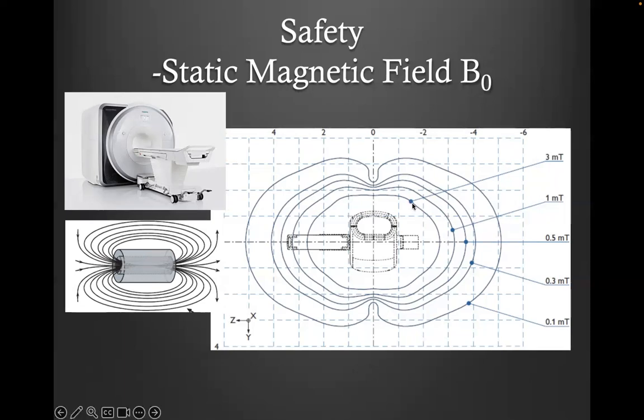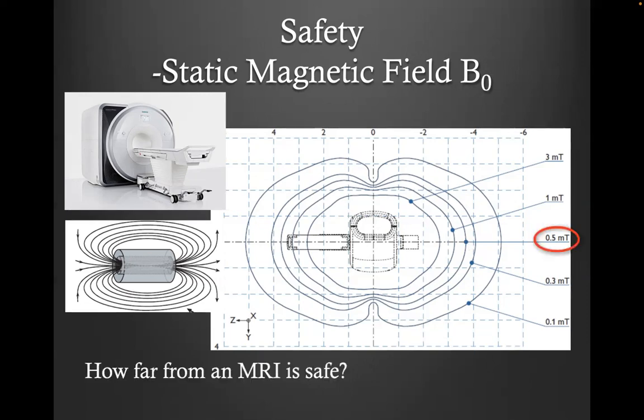You can see this is the 3 millitesla line, and this is the 1 millitesla line, 0.5 millitesla line, and 0.3 millitesla line. So what is safe? We consider the 0.5 millitesla line, namely 5 Gauss, as a safe range. When the MRI room is being constructed, shielding will be placed around it so that within the MRI room it may exceed 5 Gauss, not everywhere, but somewhere. But outside of the MRI room, it will be safe. It will be nothing beyond 5 Gauss.